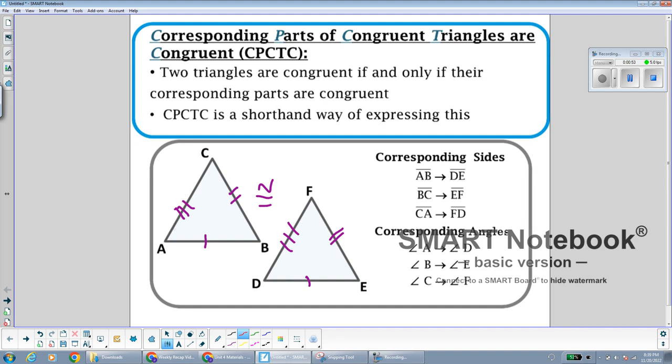For the angles, angle A would be congruent to angle D because they are corresponding angles. They are angles in the same spots on the two different triangles. Angle B would be congruent to angle E, and angle C would be congruent to angle F.